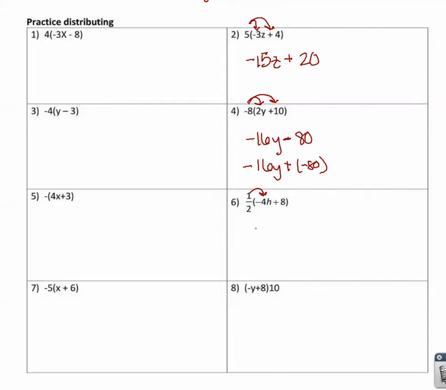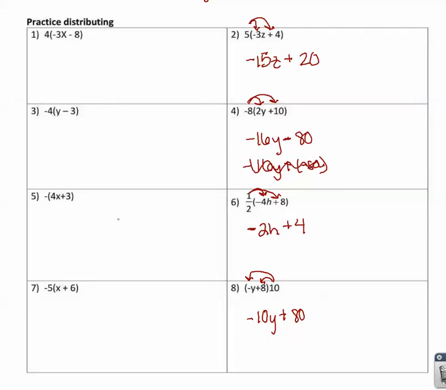1/2 times negative 4h. Positive times a negative is a negative. Half of 4 is 2, so negative 2h. 1/2 times 8 is 4. And number 8, just because the 10 is on the back side, doesn't mean anything. You still have to multiply by each term on the inside. So here you get 10 times a negative y, which is negative 10y, plus 10 times 8, which is 80.